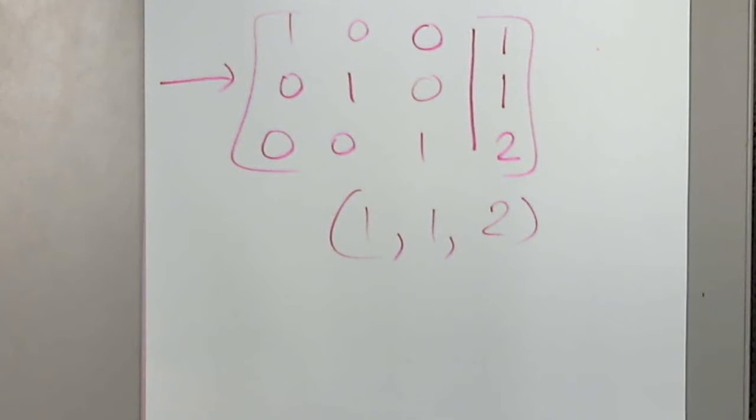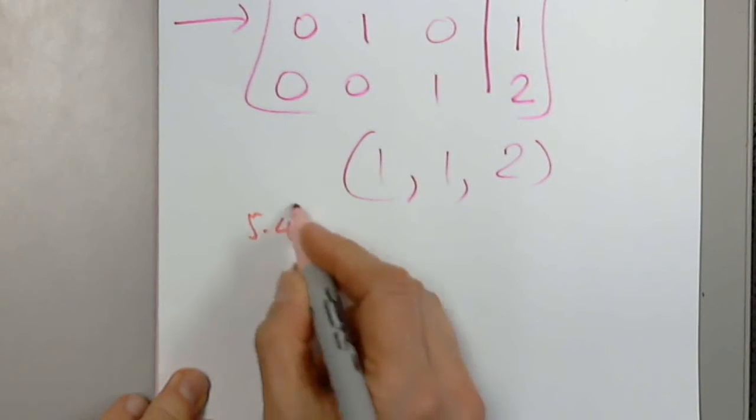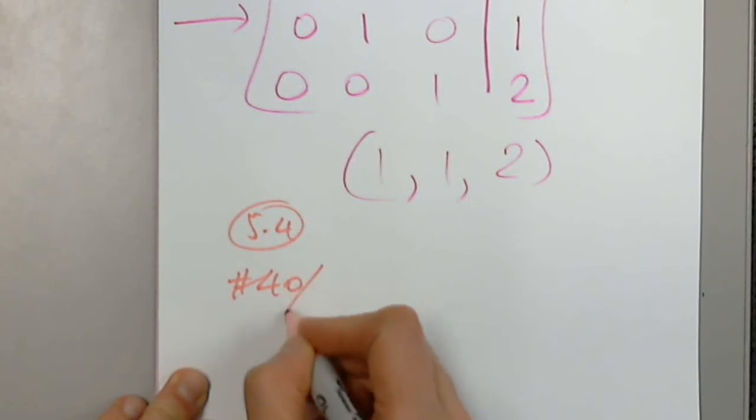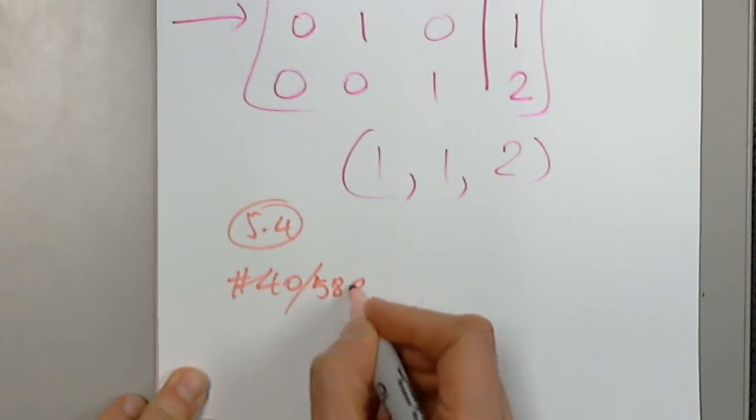Okay, I would like to go back to 5.4. We have 5.4, 5.5, and 8.1. So let's look at a system of nonlinear equations by substitution or elimination. Let's say problem 40. So this is 5.4. So problem 40 on page 588.